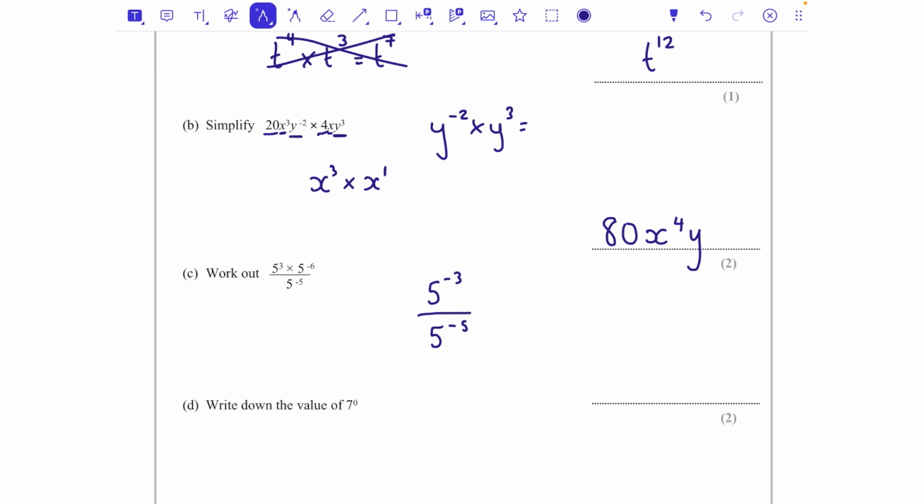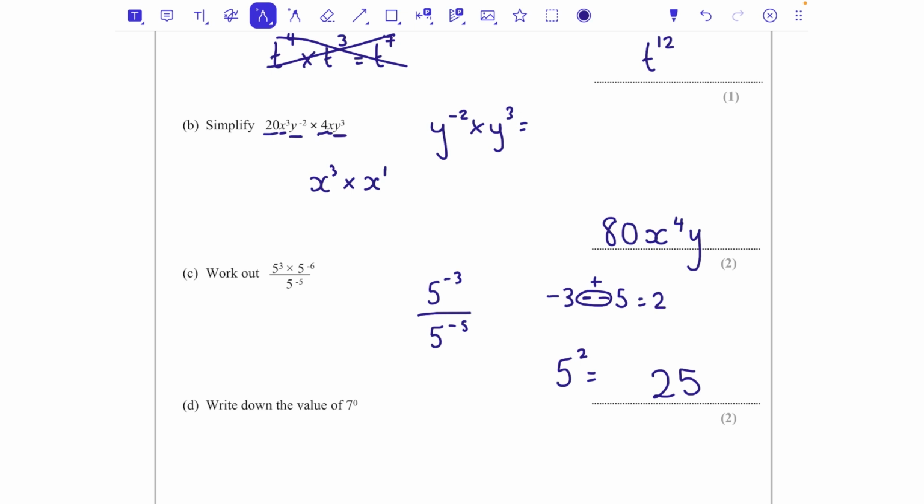Now, when we divide, we take away the powers. So here we're doing minus 3, take away minus 5. And taking away minus 5 is the same as adding 5. So minus 3, add 5, brings you up to 2. So we've got 5 to the power of 2 here. Now, when it says work out, we actually want to write the value. So 5 squared, 5 to the power of 2, is 25.